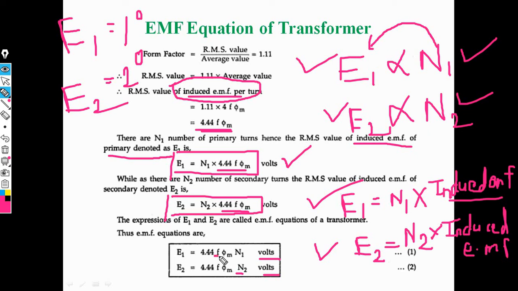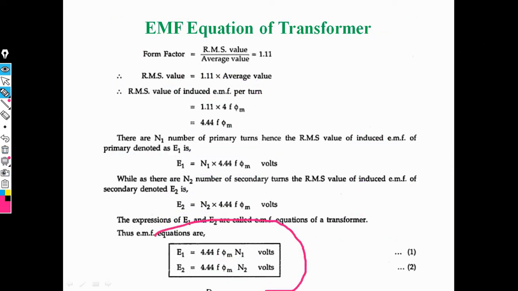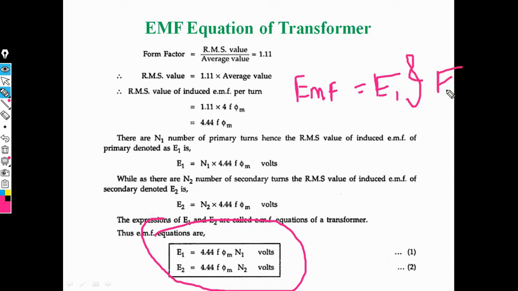Then f means frequency. Phi m means maximum flux. N1 means number of turns used in primary winding. Okay, then N2 means number of turns used in secondary winding. And this whole equation is called the EMF equation, that is, the EMF equation depends on E1 and E2. Okay, now this is the EMF equation of a single phase core type transformer.